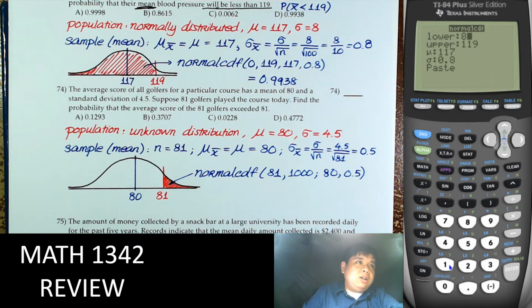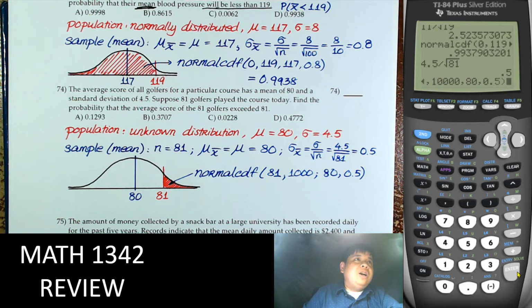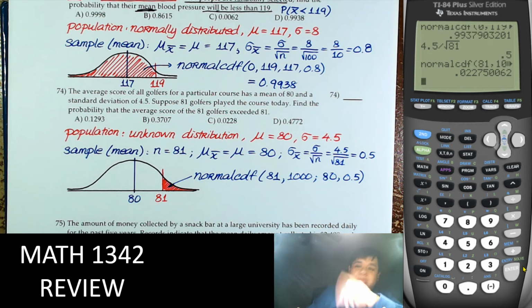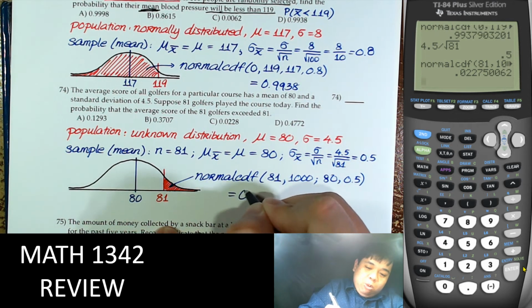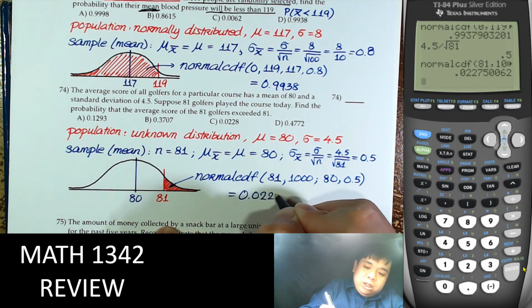81 to 1000 or 10,000 doesn't matter. It's sure to be big enough. Right? We have 0. Whatever that is, 0.02275.